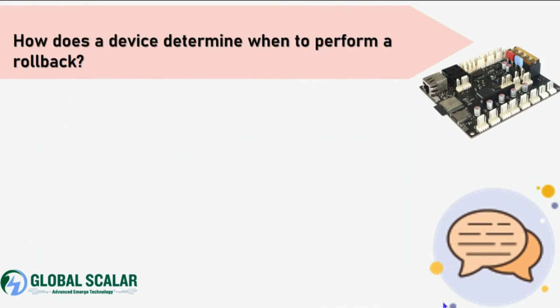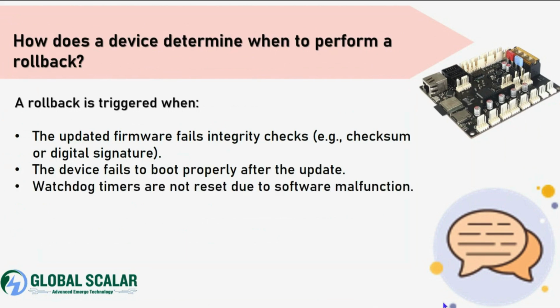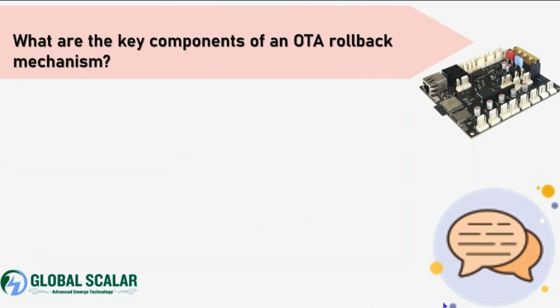How does a device determine when to perform a rollback? A rollback is triggered when the updated firmware fails integrity checks such as checksum or digital signature, the device fails to boot properly after the update, watchdog timers are not reset due to software malfunction, or validation tests fail during the update process.